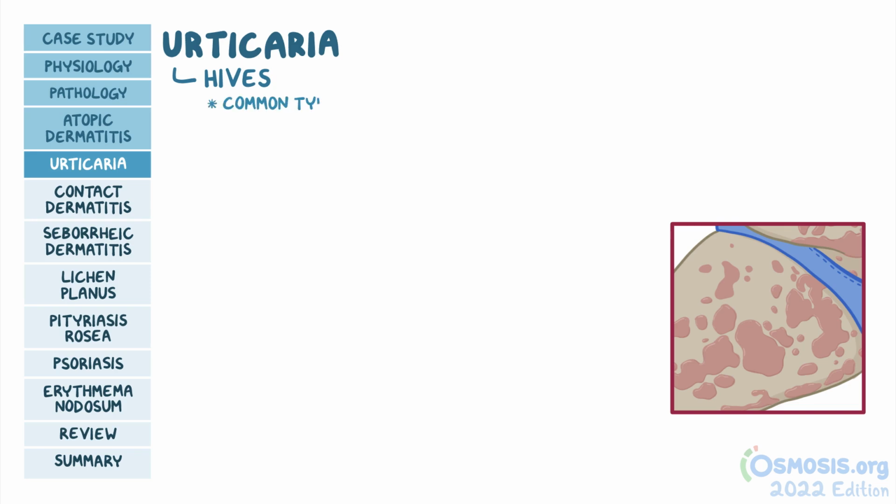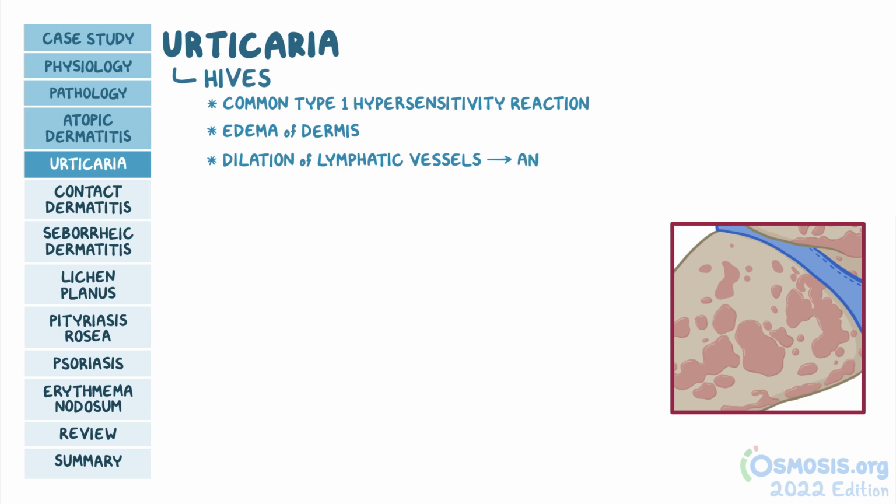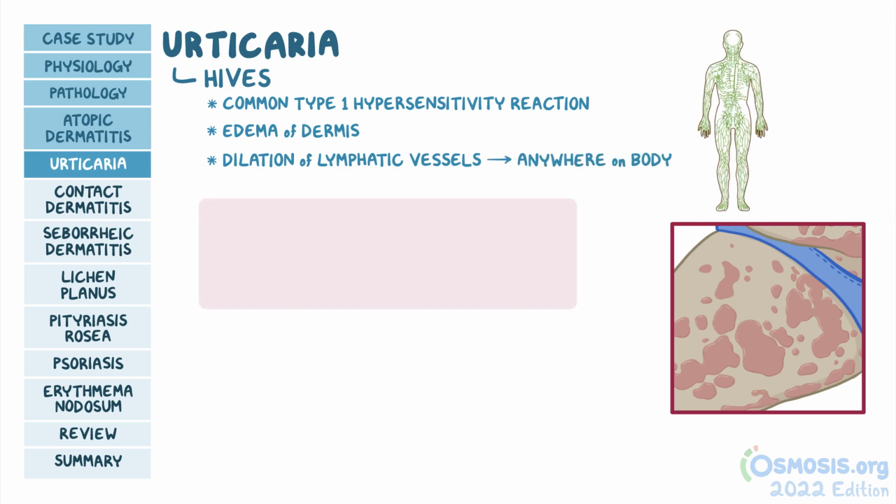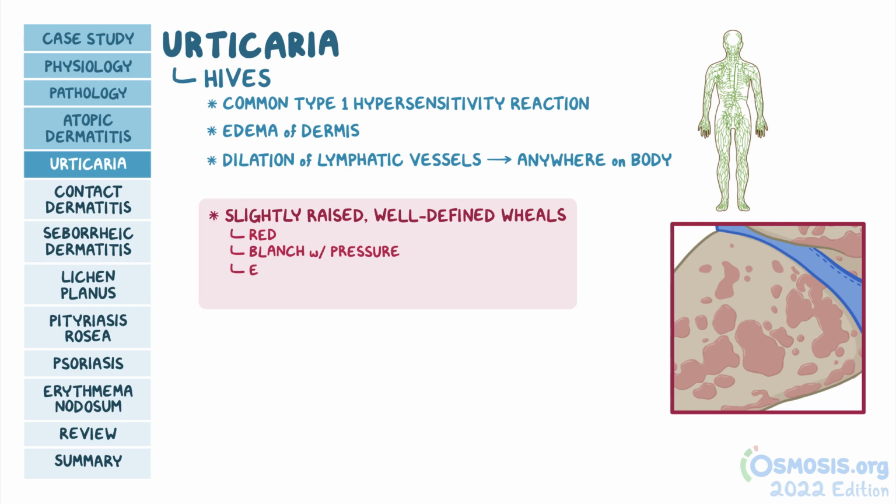Hives are a common type 1 hypersensitivity reaction characterized by edema of the dermis and dilation of the lymphatic vessels that can appear anywhere on the body. It presents with slightly raised, well-defined wheals, which are usually red, blanch with pressure, and are extremely itchy. The key feature is that these lesions come and go very rapidly.